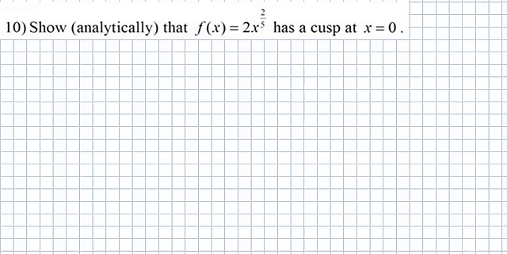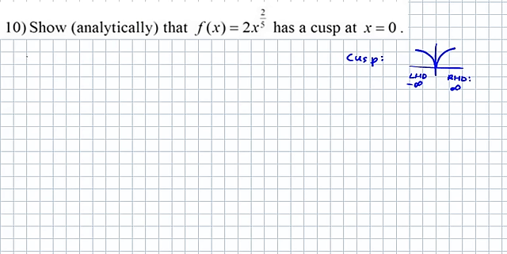Okay, so what we want to do here is use the definition of the derivative to show that this function has a cusp at 0. So a cusp looks like this. The function kind of comes together at a point, but the two one-sided derivatives are different. One of them is infinity, the other one's negative infinity. So that's what I want to show here.